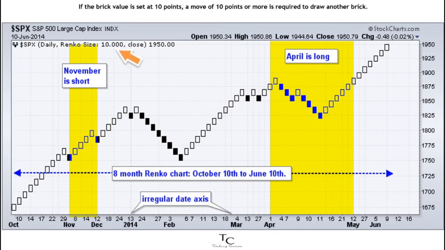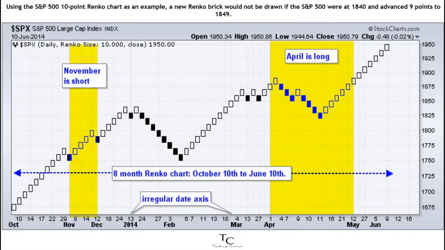If the brick value is set at 10 points, a move of 10 points or more is required to draw another brick. Price movements less than 10 points would be ignored and the Renko chart would remain unchanged. Using the S&P 500 10-point Renko chart as an example, a new Renko brick would not be drawn if the S&P 500 were at 1840 and advanced 9 points to 1849.